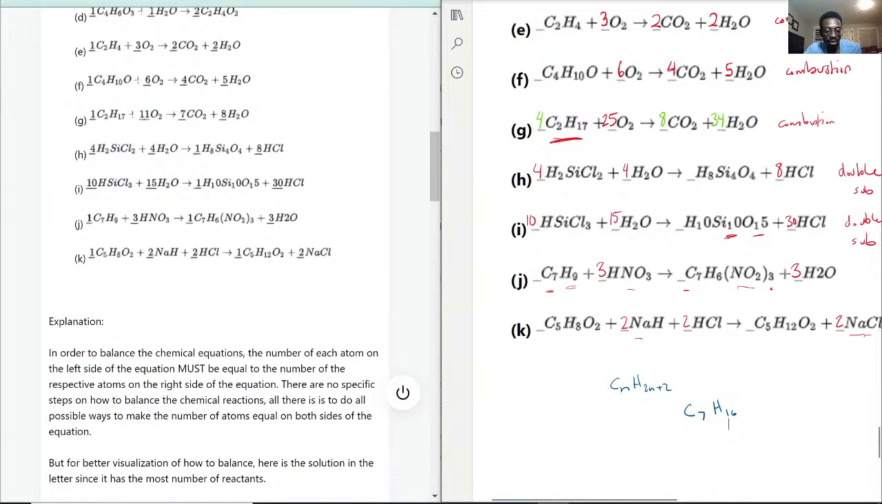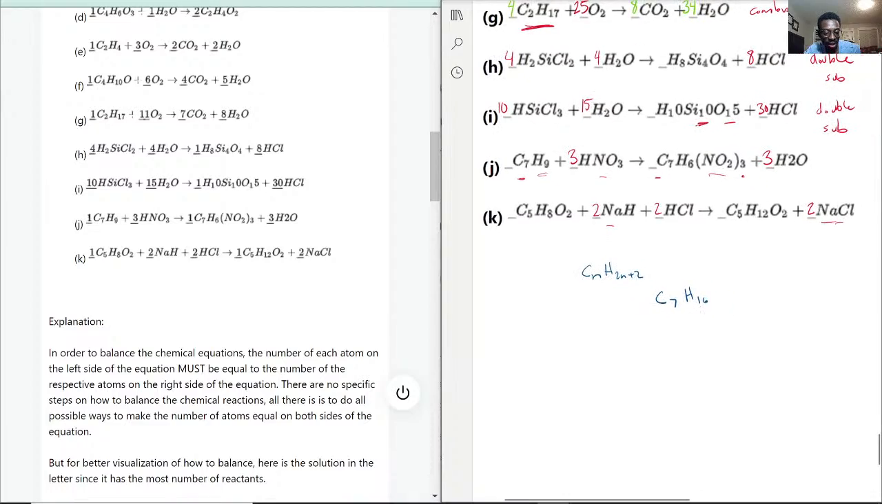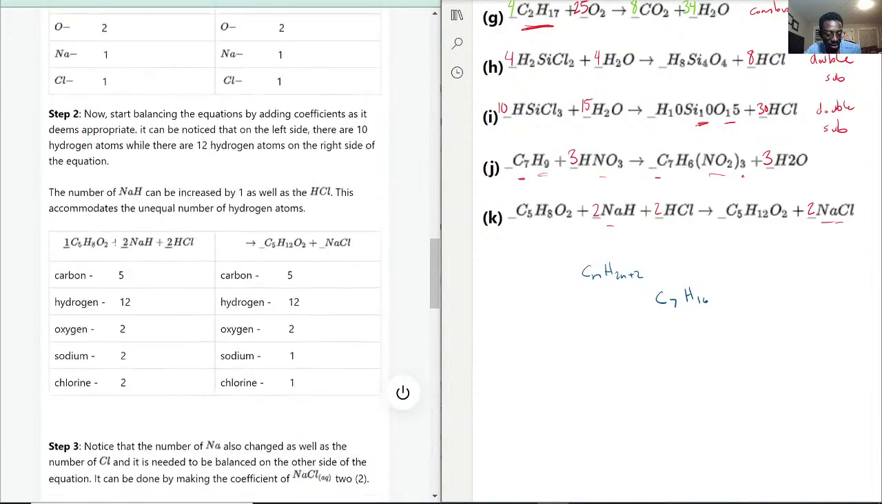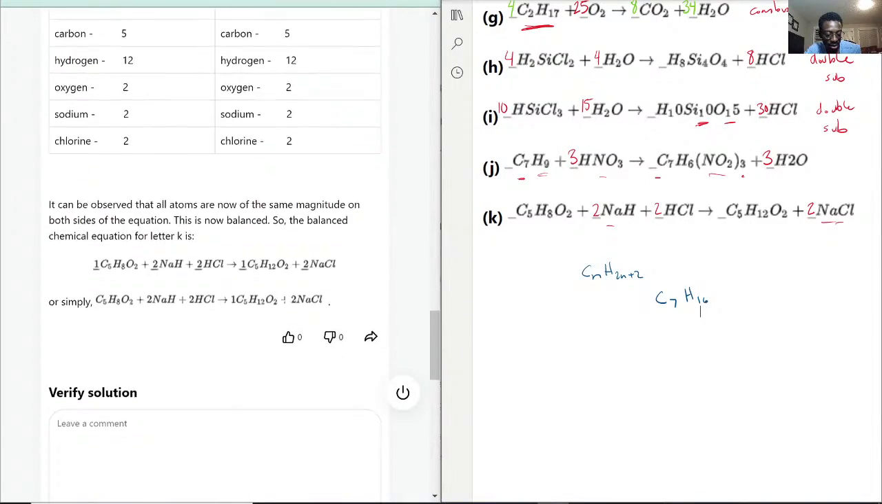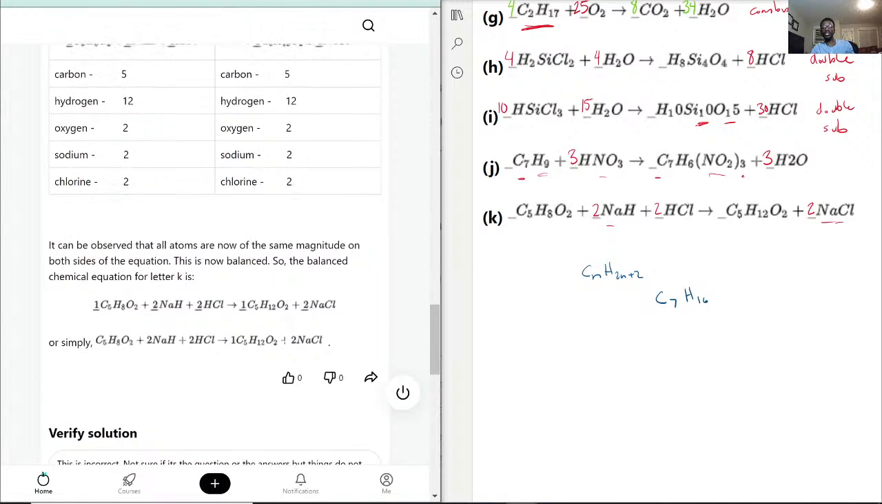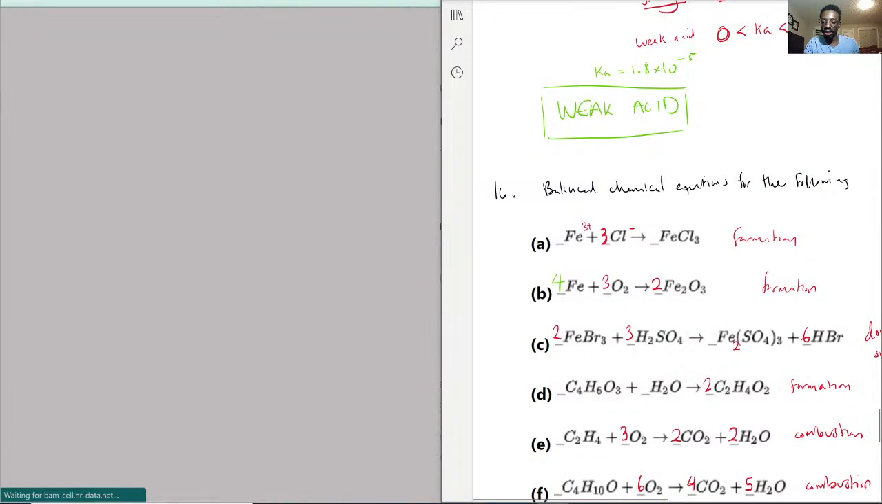Let's see here. 4, 4, 1, 8, okay. 10, 15, 1, 30, okay. 3, and then 3, okay. And then 2, 2, 2. So they make a table. They try to balance it out. I'm just going to skip down and say this is incorrect. Not sure if it's the question or the answers, but things do not add up. So that was definitely a question for sure.